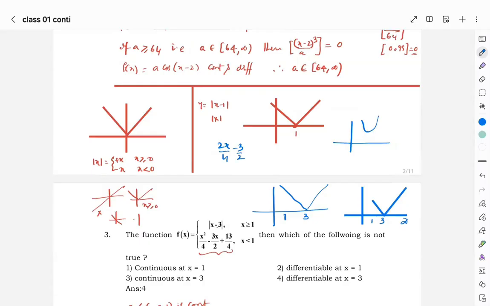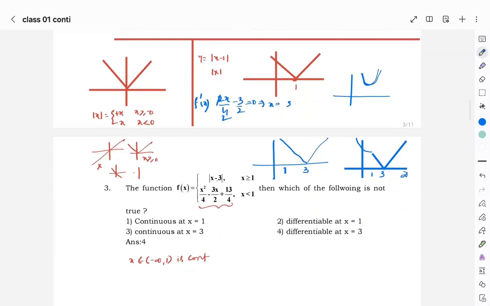2x minus 3, differentiate it, f dash x. So x will be 3. That means at 3 it has a least value. It's a parabola, concave upwards. At 3 it will have a least value, and the actual graph will go up to 3, something like this. But this graph I cannot consider. I have to consider the graph only up to 1. So up to 1 it's a parabola. We don't know whether it is continuous at 1. Let us check.